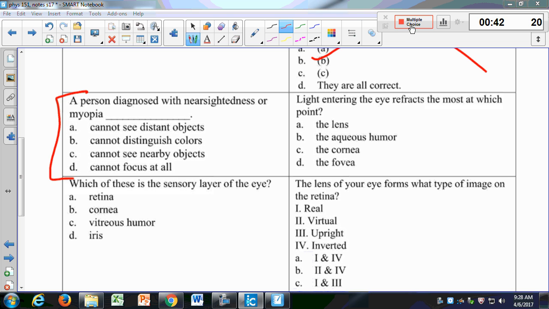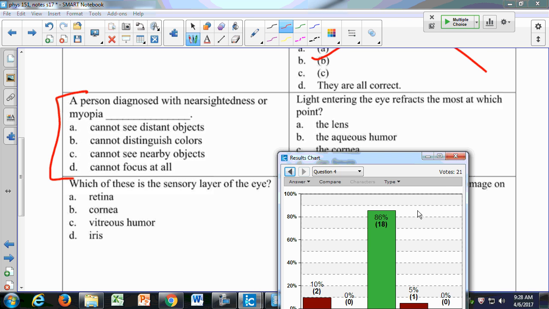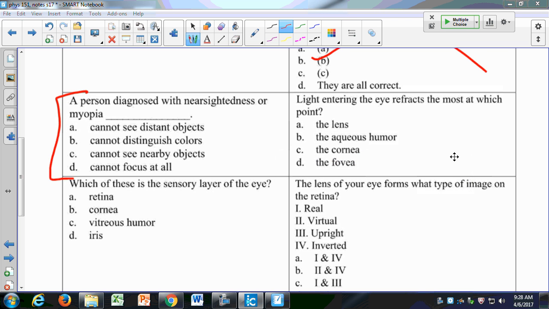Let's stop at 45. Okay, good. C is right. Remember, the cornea has most of the refraction. So if we think about our eye, this is the cornea right here, and then inside the eye a little ways you have the lens. And there's refraction that occurs at the lens, but really most of the refraction occurs right here at the cornea.